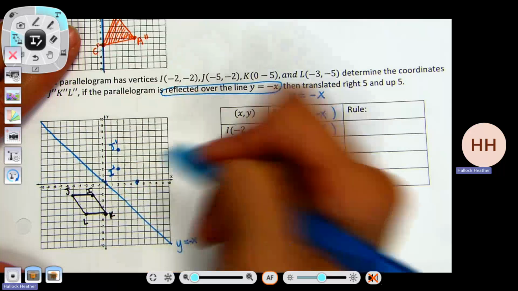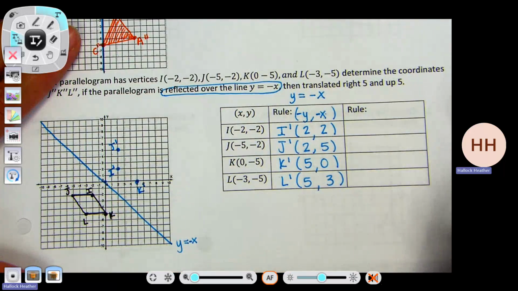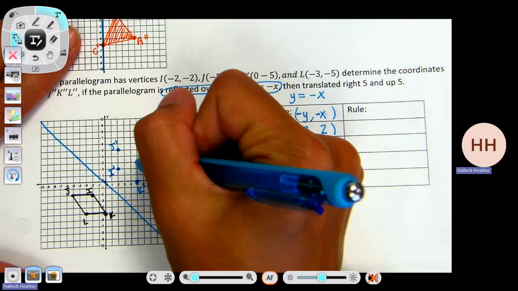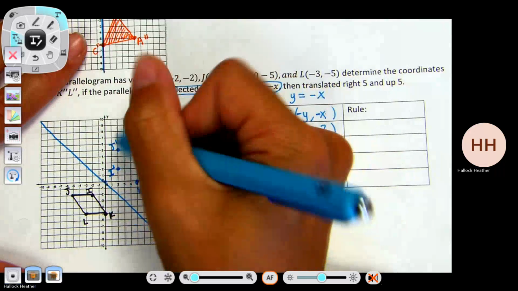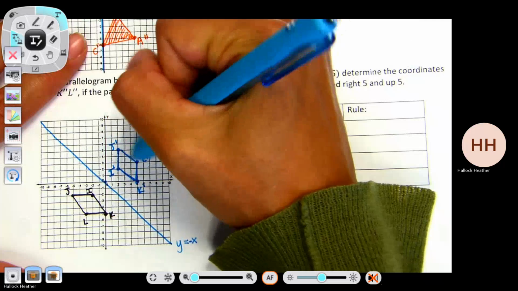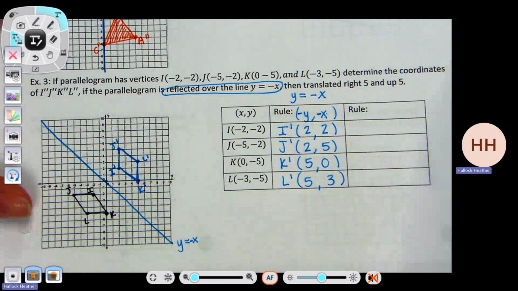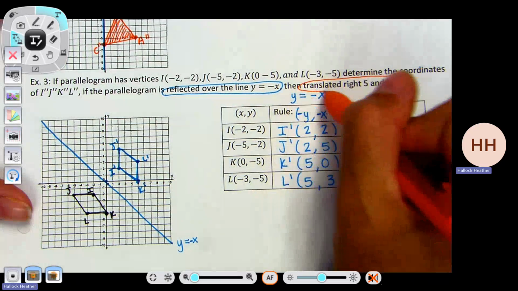5 zeros over here. Make sure you plot it correctly because people put it up at the top instead of down in the middle. And then 5, 3, L prime. Okay. The second thing we have to do to this, after we reflect it over the diagonal line, the last thing we got to do is translate it 5 to the right and 5 up.